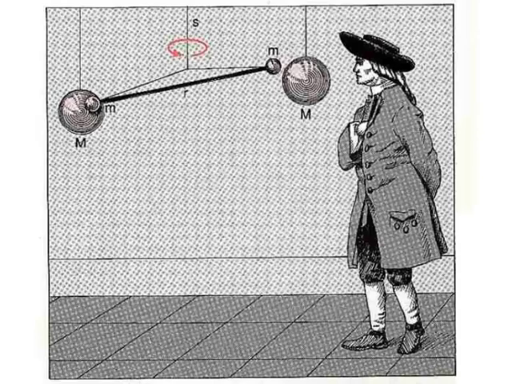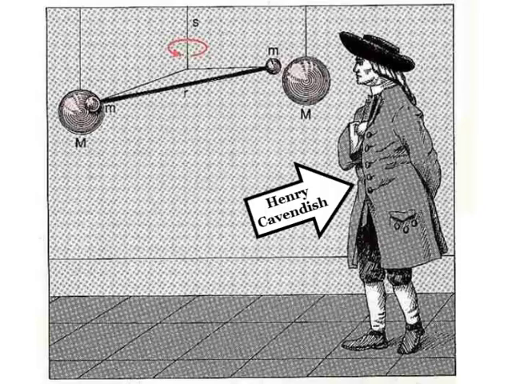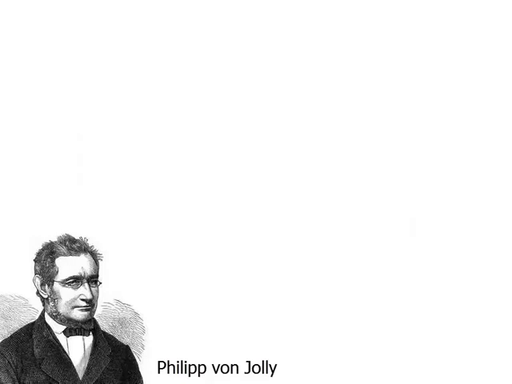Big G was first measured 150 years after Newton's discovery of universal gravitation by an English physicist, Henry Cavendish. Cavendish accomplished this by measuring the tiny force between lead masses with an extremely sensitive torsion balance. A simpler method was developed by Philip von Jolly.